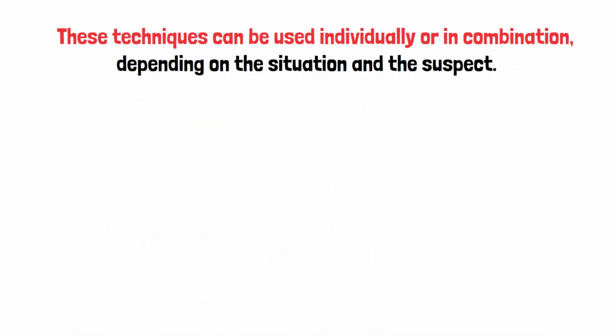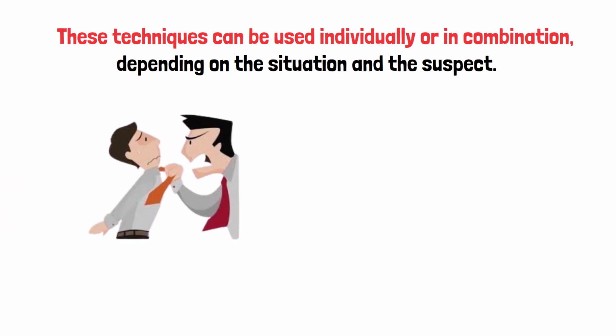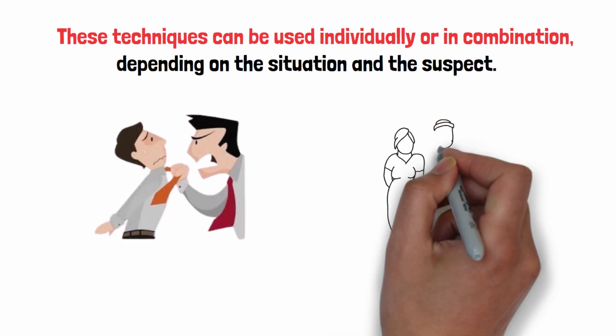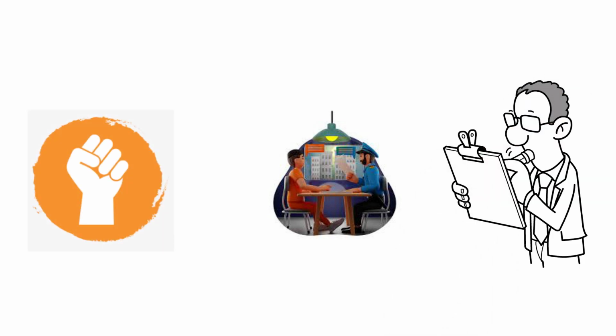Ethical use is crucial, as coercion or abuse can lead to false confessions and violate human rights. It's important for interrogators to maintain a balance between gathering necessary information and respecting the rights and dignity of the suspect.